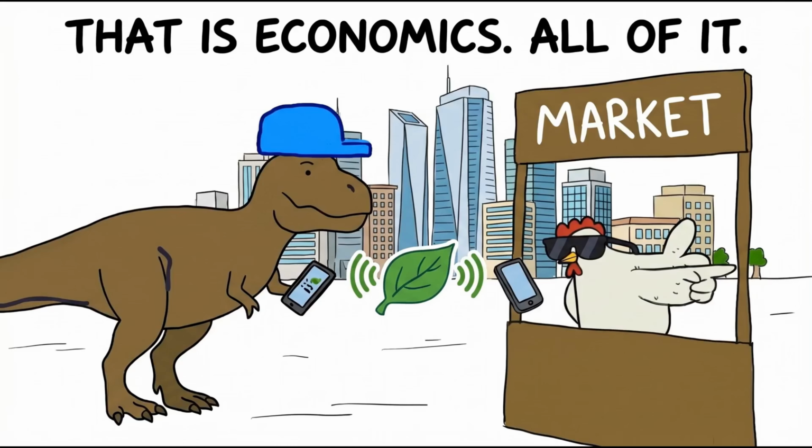In a planned town, government decides everything. Government say, make 100 eggs today. Government say, every dino gets 3 eggs per week. Sounds fair. But chicken has no reason to make better eggs. No competition, no incentive. Quality drops, lines get long, eggs get worse.